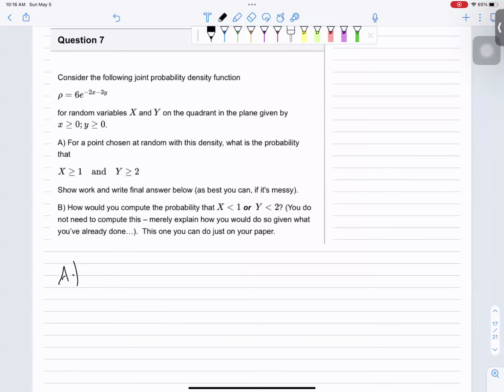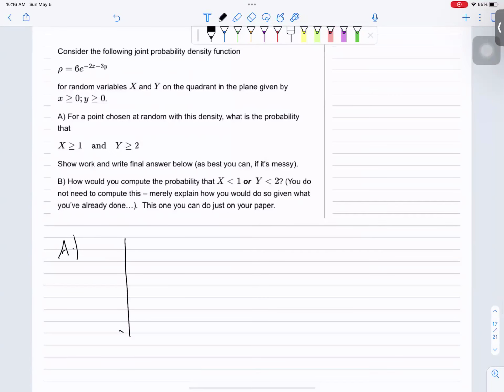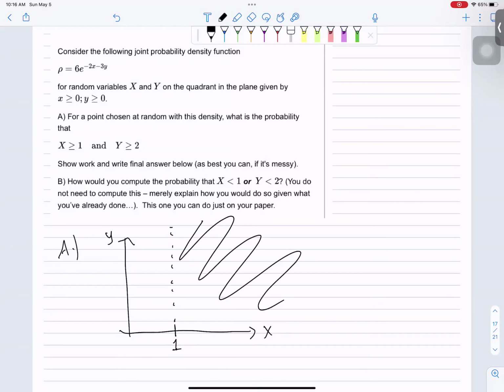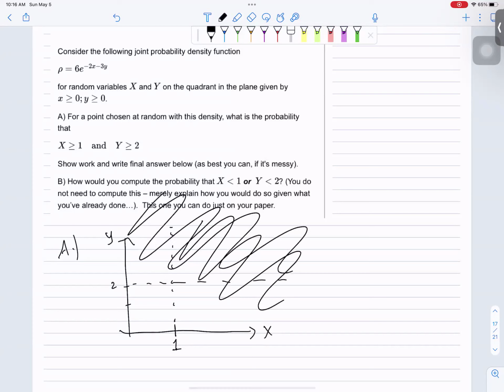Okay, let me first draw what this region is. They say we have 2 random variables, x and y. So I'm just going to draw the normal xy plane. And we're only living in the quadrant where they're both greater. So we're only living over here. For a point chosen at random, what is the probability that x is greater than or equal to 1? So I want to be over here. And y has to be greater than or equal to 2. So I only want over here too. And both of those have to happen.